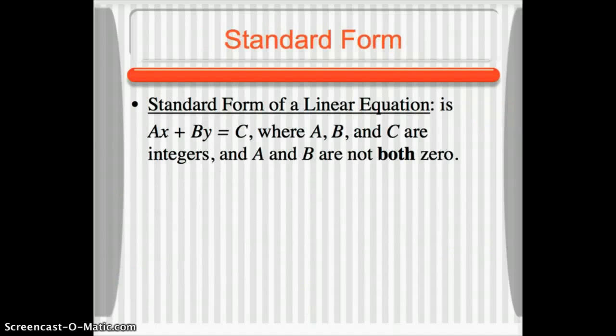When we look at standard form, this is something I want you to memorize. The standard form of a linear equation is ax plus by equals c. A, b, and c are integers, so they shouldn't have fractions and decimals, but they're numbers. And a and b are not both 0. One of them can be 0, but they can't both be 0. A, b, and c have to be integers, and x and y are your variables like normal.